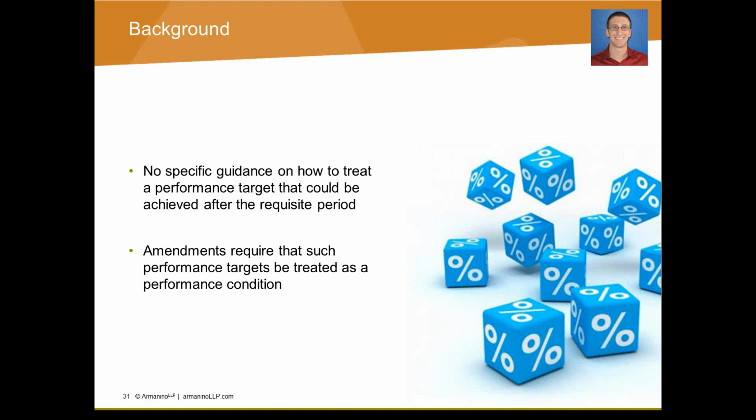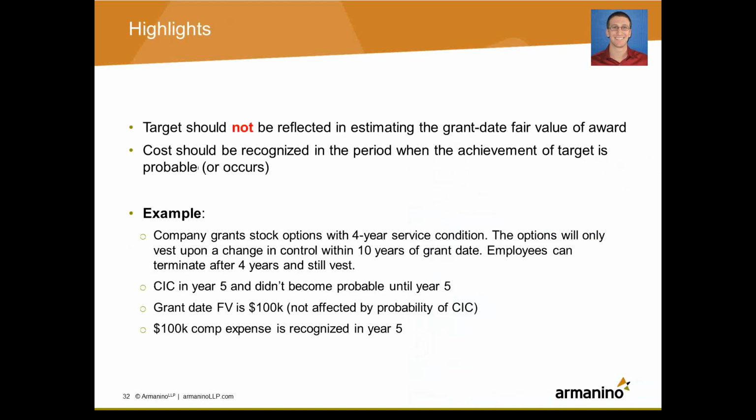So the cost is still going to be recognized in the period when the achievement of the target is probable or occurs, right? In the case of an IPO or change of control, you may not record expense until it actually occurs. But in the case of a revenue target or something else, when it becomes probable, you're going to begin recognizing the expense. So that's not really changing. What the clarification was about was whether or not to estimate it in the grant date fair value. Ultimately, if it is a performance condition, then you're not going to reflect it in the estimate of grant date fair value.